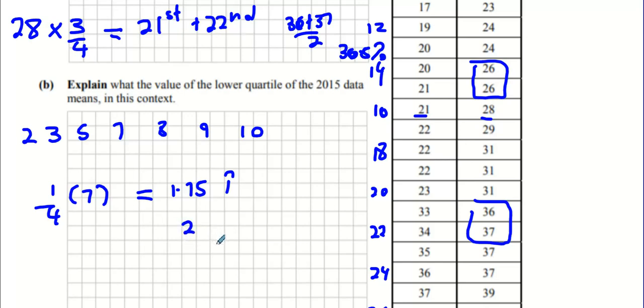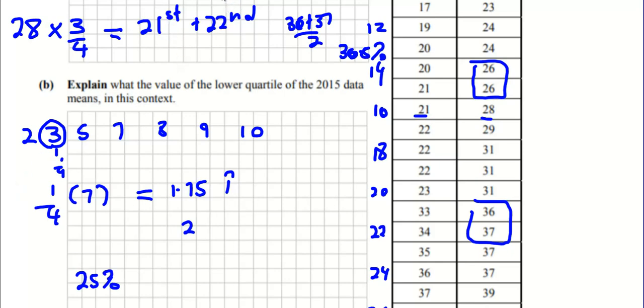That's my best guess. So in this case, a score of 3, because we consider that one quarter of the way up, 25% of people should get a score of 3 or below.